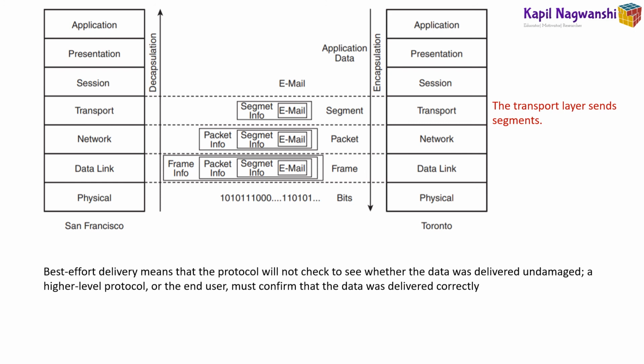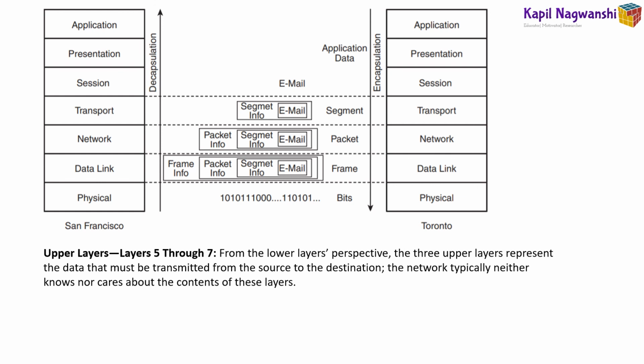So this is the transport layer. It shows a segment. Here the unit of data is the segment or message. Best effort delivery means that the protocol will not check to see whether the data was delivered undamaged. A higher level protocol or the end user must confirm that the data was delivered correctly.